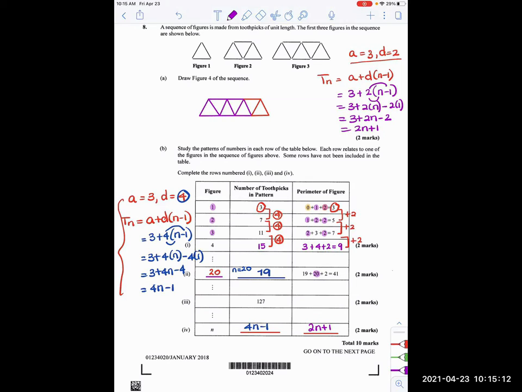All right. Now, this number 127. Do you know the formula in that column? Yes, miss. So therefore, here's what I want you to do. You put in 4n minus 1 is equal to 127. Solve for n. So you're doing the opposite. Yes. So the opposite of minus 1 is plus 1. And the opposite of multiply by 4 is divide by 4. Solve for n, please.